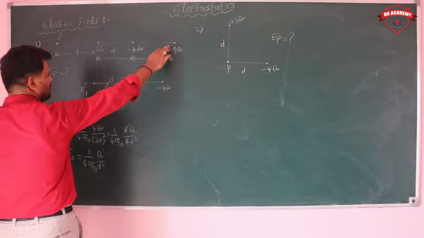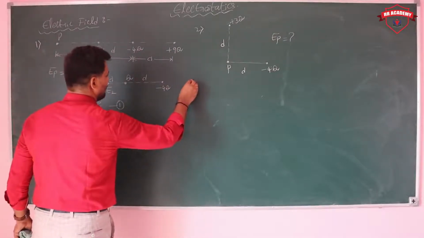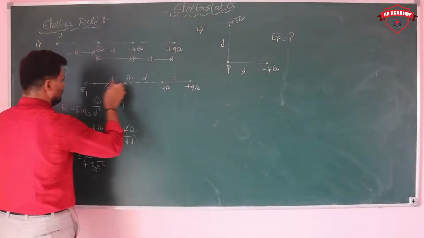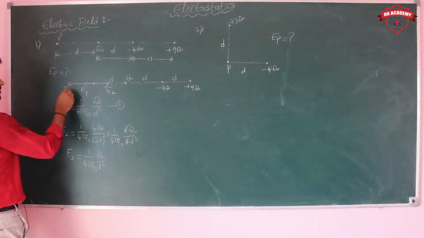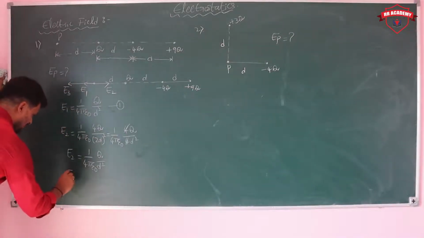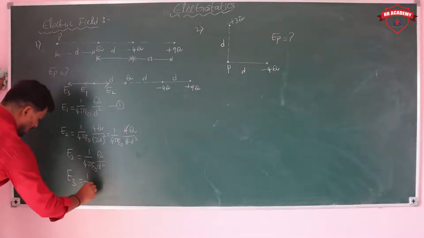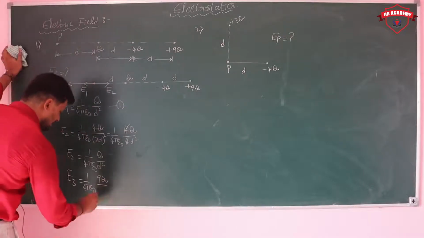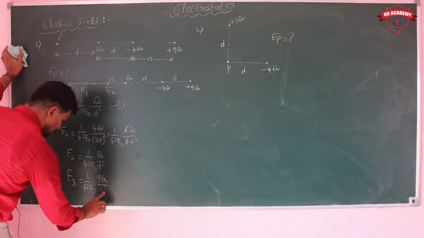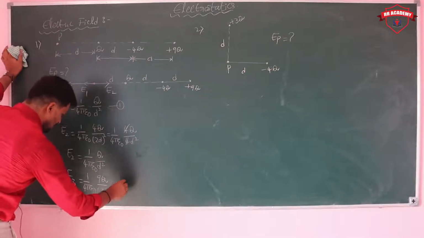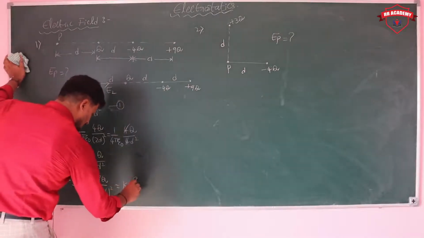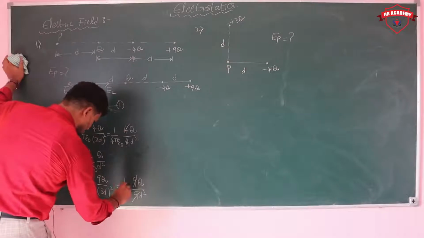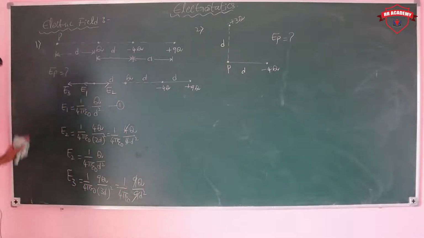Let's see about plus 9Q. Plus 9Q is at a distance 3D. What about the field due to this? In this direction, E3. Now try to get the value of E3. E3 equal to 1 by 4 pi epsilon naught, 9Q by 3D whole square. The value goes to 9Q by 9D square. 9 cancels. That means you are getting 1 upon 4 pi epsilon naught Q by D square.